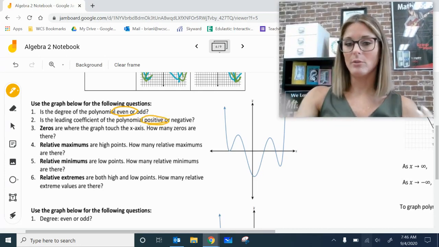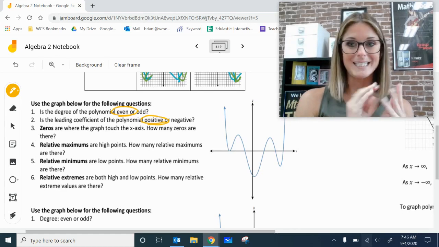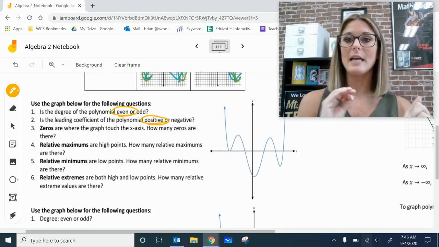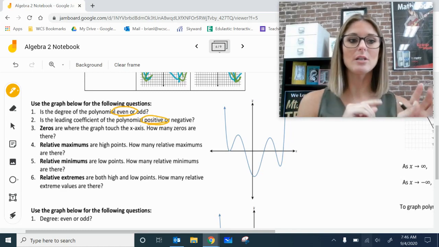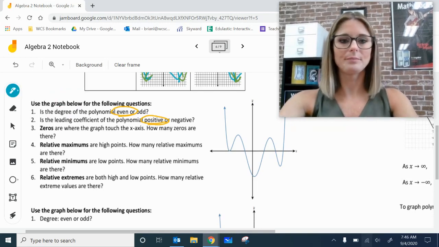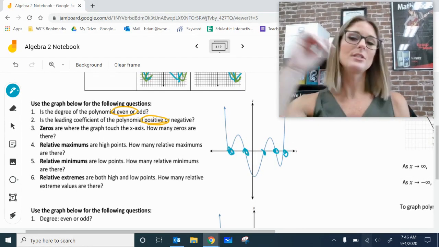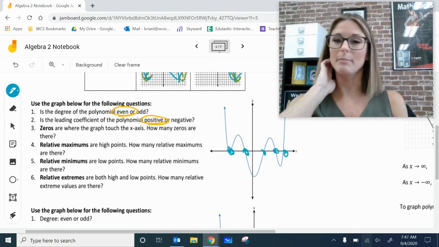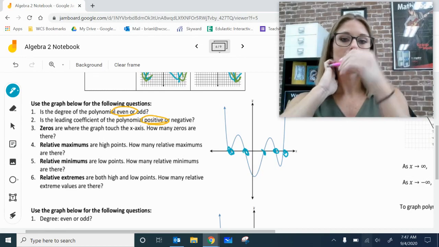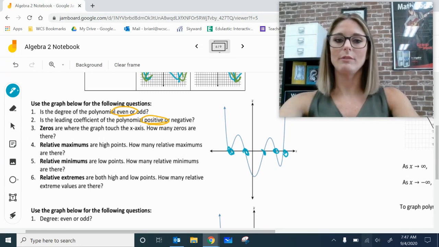Number 3, zeros. So we talked about this vocabulary word when we were looking at quadratics. Zeros is another term for those x-intercepts. The zeros are where the graph touches the x-axis. How many zeros are there? Let me switch colors. So anywhere it touches the x-axis, anywhere. Some students will get hyper-focused and they'll just look at the bumps. Sometimes it just kisses the x-axis, so count that too. 1, 2, 3, 4, 5.